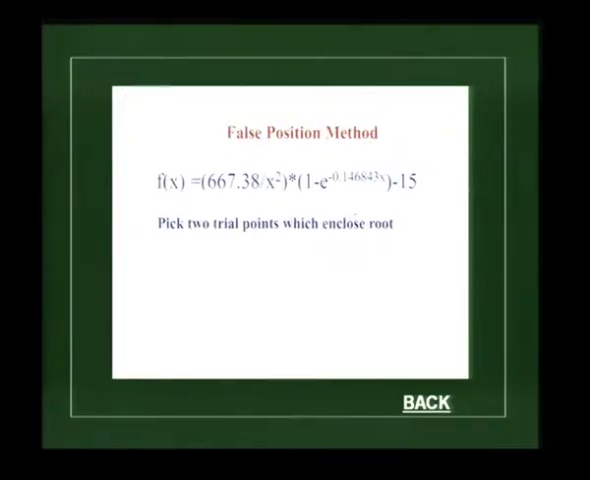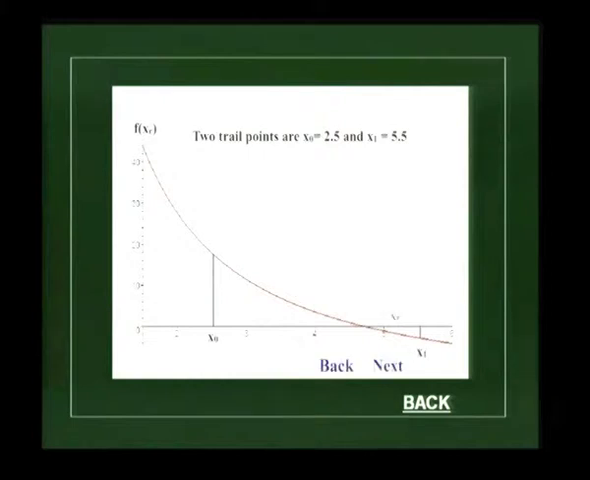Let's say we have an f of x like this. Then we'll pick up 2 trial points which enclose the root, and then evaluate the function f of x0 and f of x1. Make sure that they are on either side of the 0. Now we have some function like this, and we just picked up x0 and x1 values, just some guess. We made sure that f of x0 is positive, and the points are on either side of the 0.